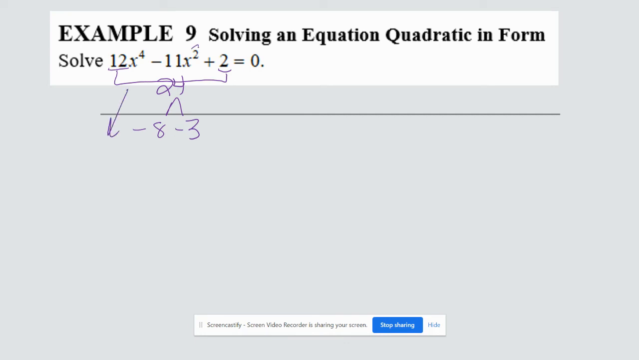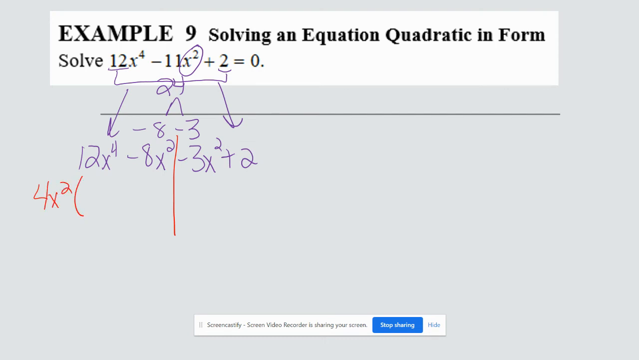Remember, the two middle terms take on the variable that's in the middle because I have to add to that. So we have 12x to the 4th minus 8x squared minus 3x squared, and then we bring down that plus 2. Split that in half. Our greatest common factor over on the left side is 4x squared. That leaves us with 3x squared minus 2.